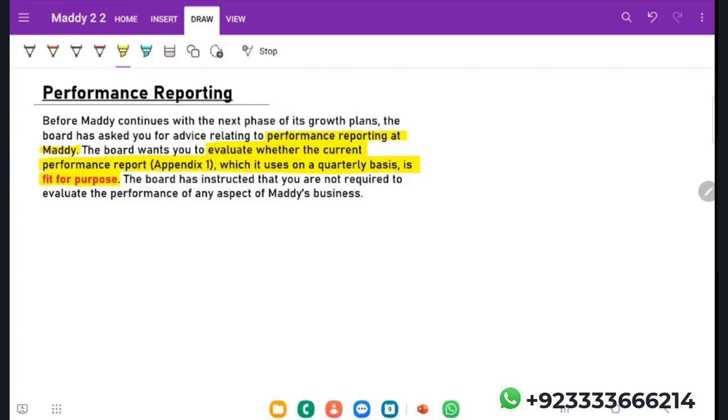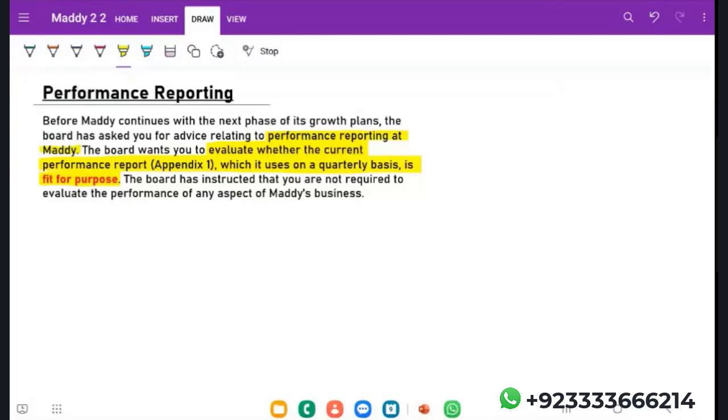Now, what do you mean by fit for the purpose? That's a question, basically. Fit for the purpose actually means what is required from the report to explain to the shareholder. I mean, what content should be the part of the report, right?